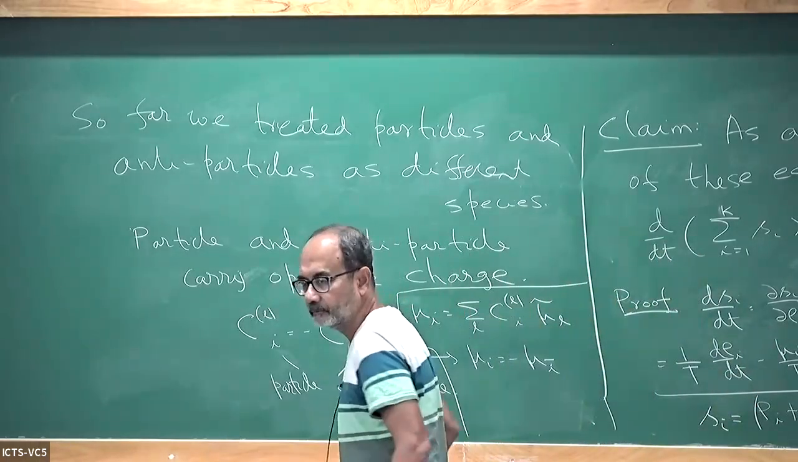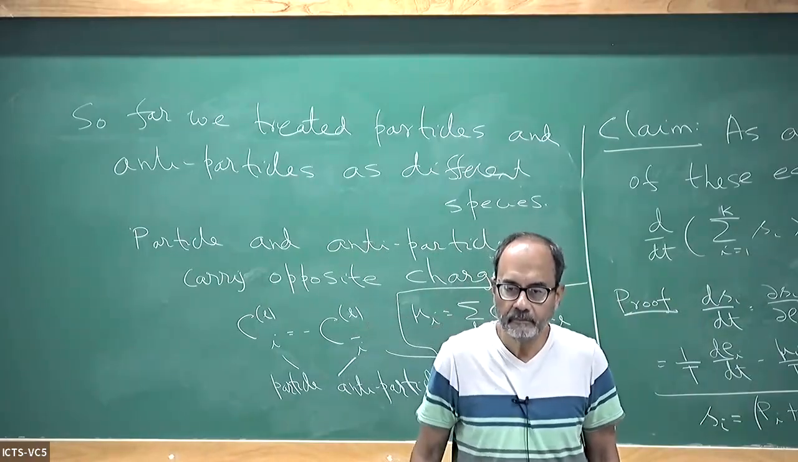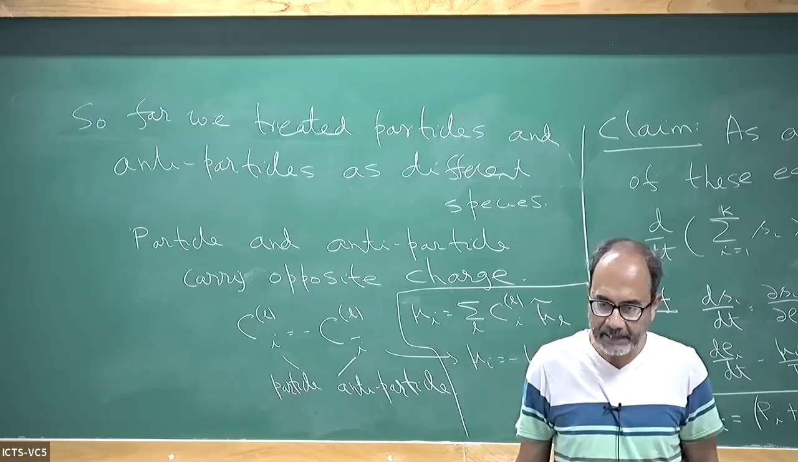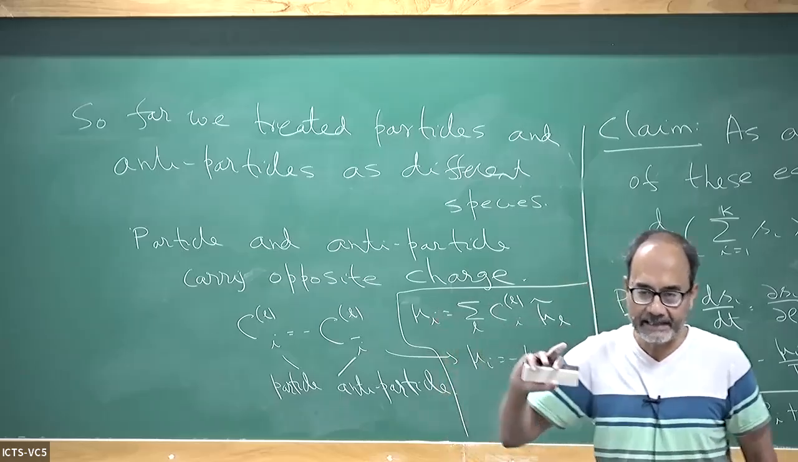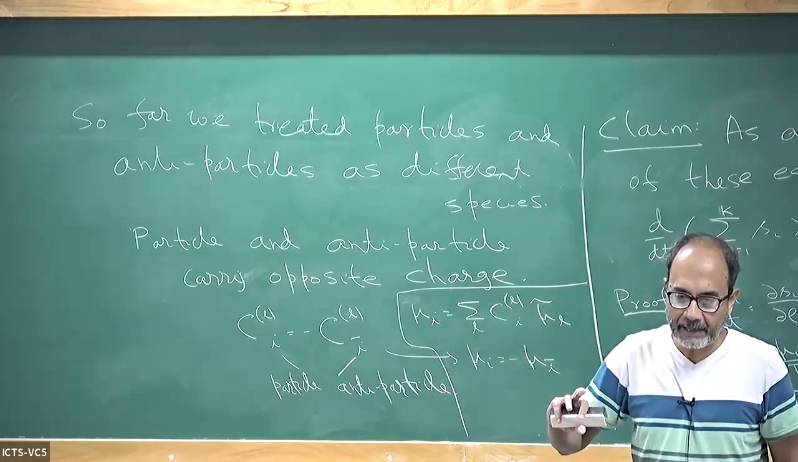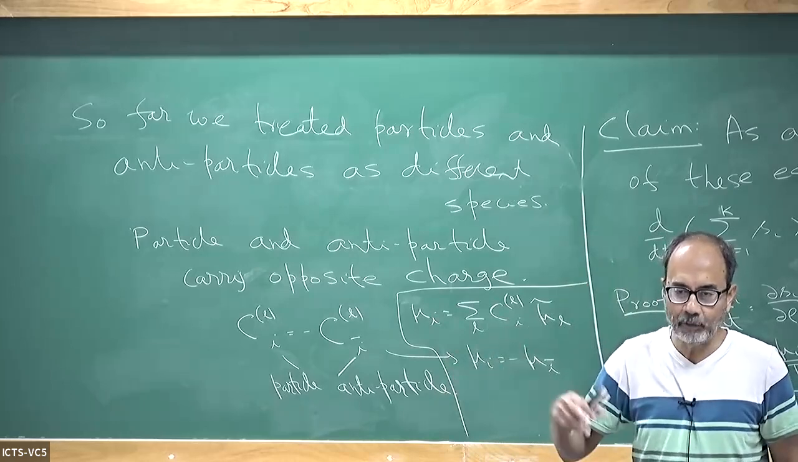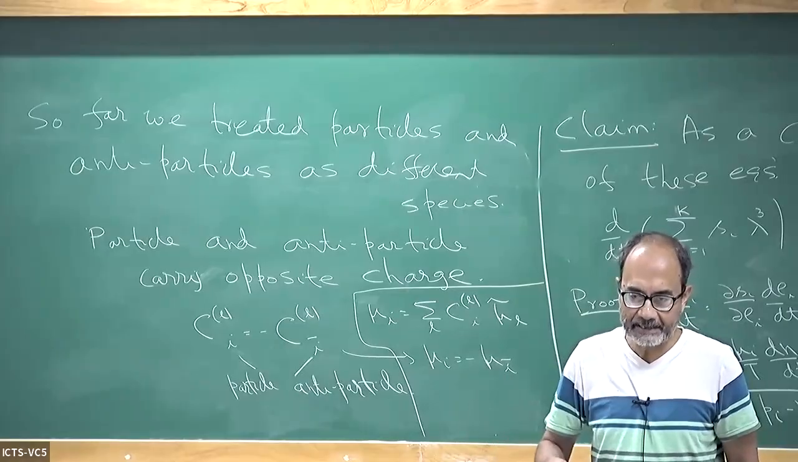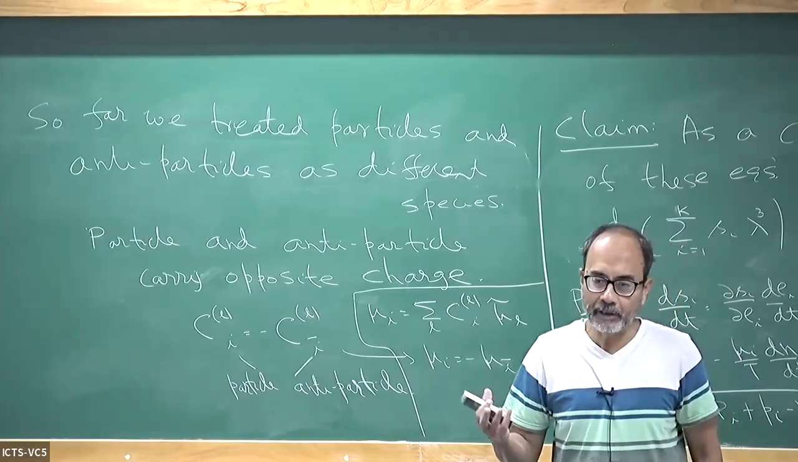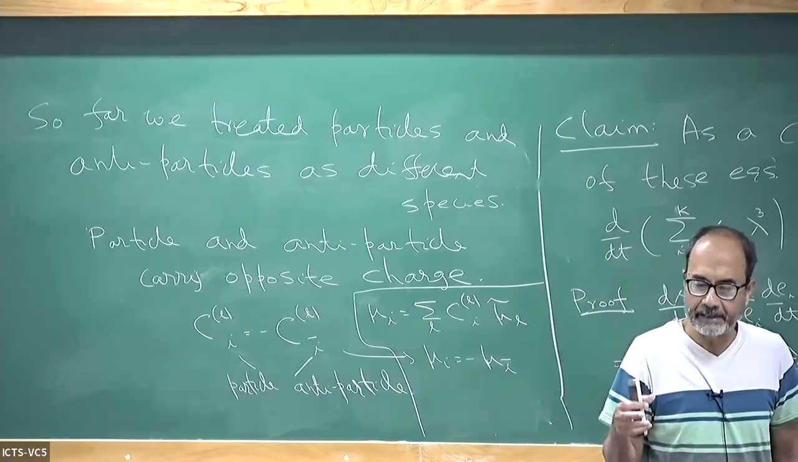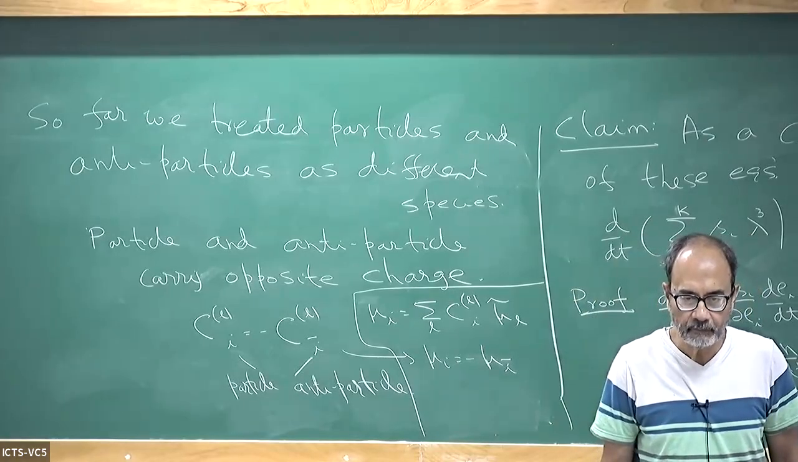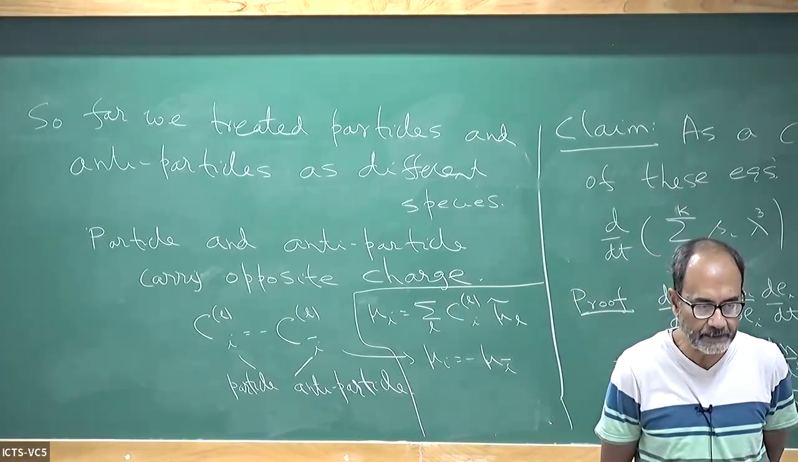If you take any conserved charge, you have to assign the C_{L i}, and particles and antiparticles always carry opposite values of C_{L i}. Like e plus carries a positive charge, e minus carries negative charge. For lepton number, e minus carries positive lepton number, e plus carries negative lepton number, and so on. For all conserved charges in a microscopic theory, this is true.